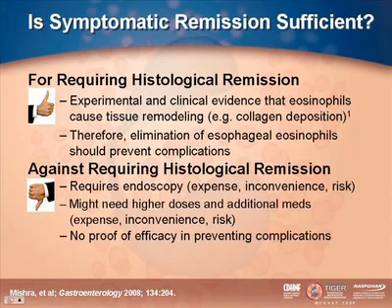For requiring histological remission, we think that in some basic models of this kind of inflammation, by treating, we may in fact improve the likelihood that we're going to reduce problems with strictures and things like that. Against requiring histological remission are the obvious risk of the procedure, the risk of anesthesia, and to date we don't have true evidence that there is efficacy in preventing complications by instituting treatment.